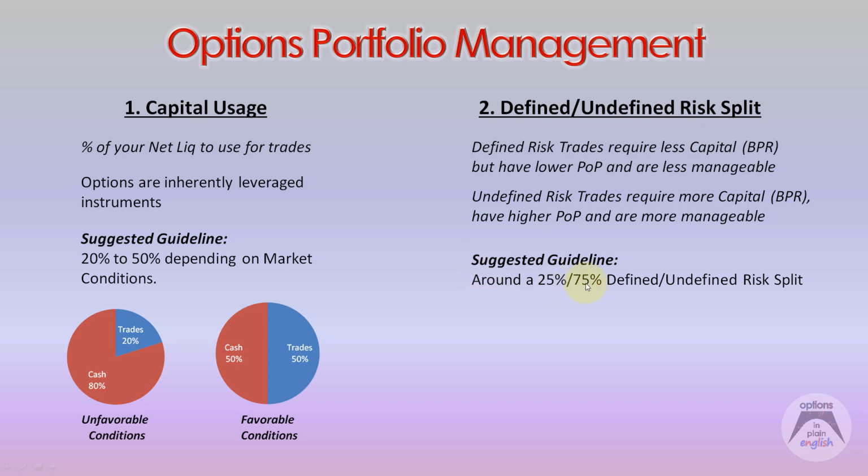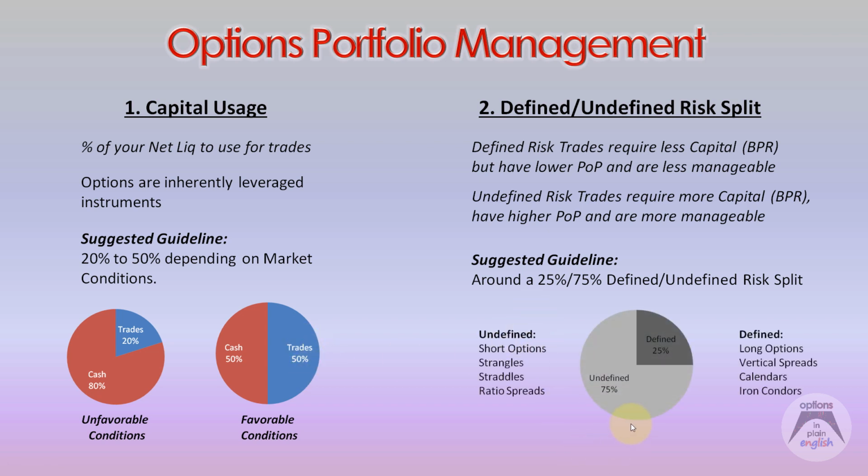Now, this 25-75 is not a percentage of your whole account or of your whole portfolio. It's a percentage of the money that you allocated to trades. So this 25-75 would be applied to the 20% that we have here, not to the 100%, only to the 20% or to the 50% here. It's just how you're going to split the trades that you put on. So you would have something like this: 25% for defined and 75% for undefined risk trades.